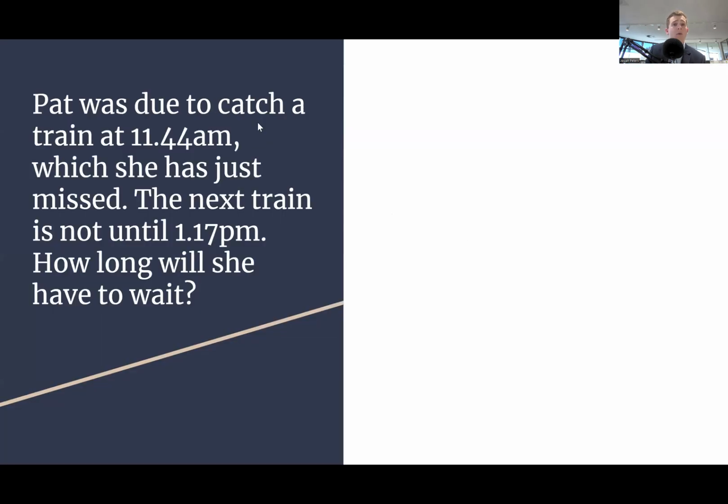So, Pat was due to catch a train at 11:44 a.m., which she has just missed. The next train is not until 1:17 p.m. How long will she have to wait? So this question, before I even start looking at anything, I need to look at the key facts within this question. So we've got the beginning time, we've got the next time, and then what the question is asking us is how long is in between these two times. So I'll just move this down here.